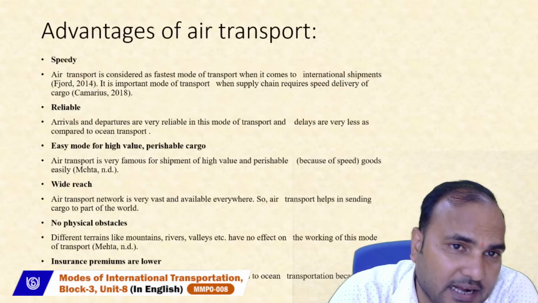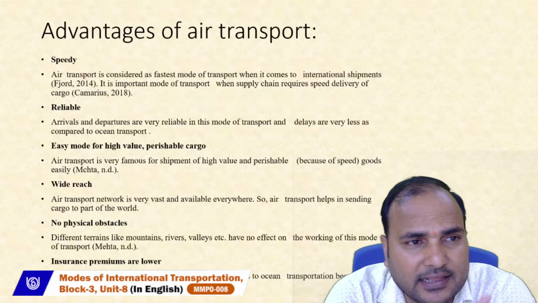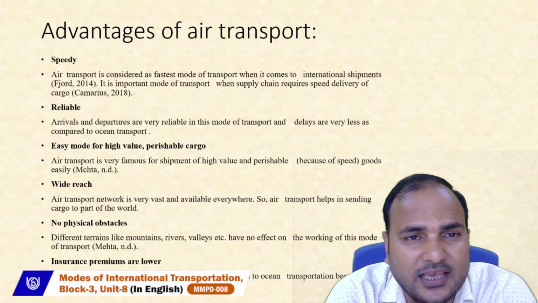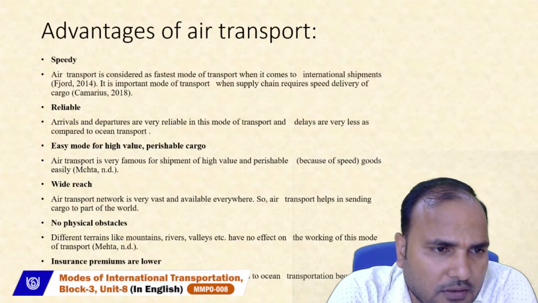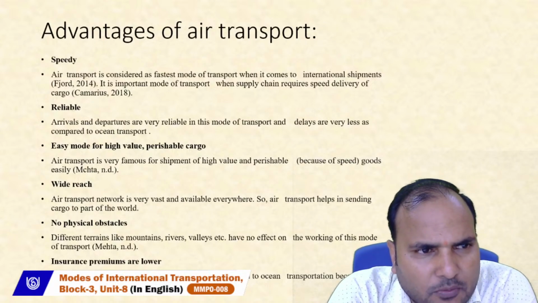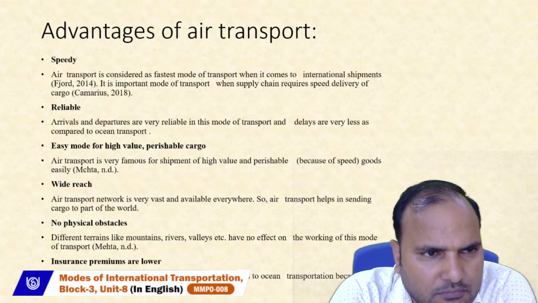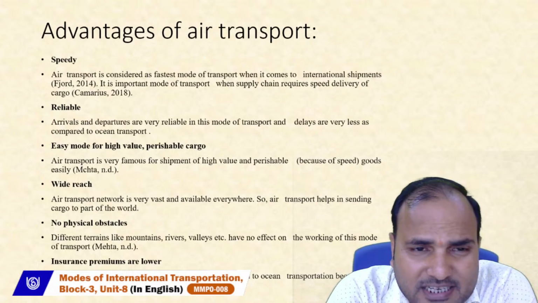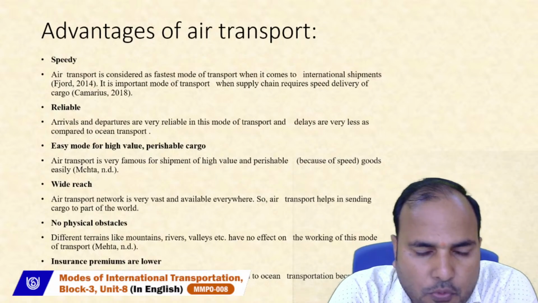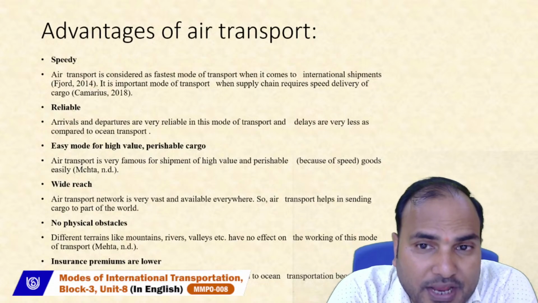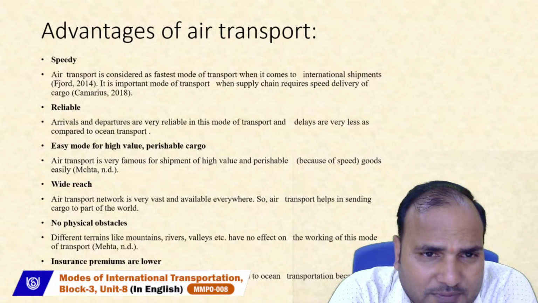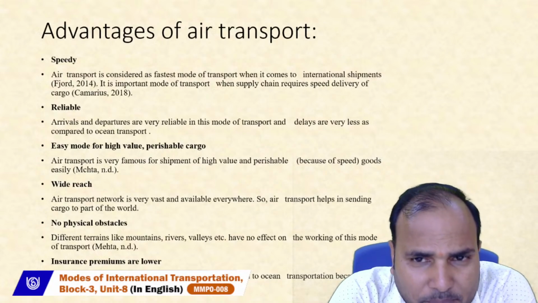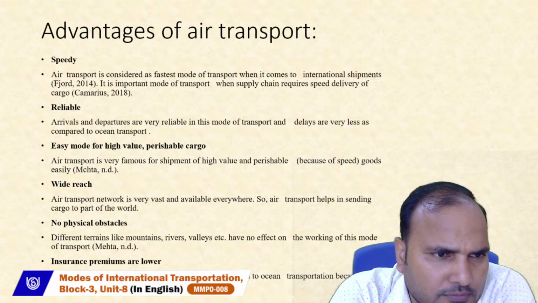And in these air industries, what are the different advantages of air transport? Already we discussed a little bit. One is speedy. Air transport is considered the fastest mode of transport when it comes to international shipments. It is very important when the supply chain requires speedy delivery of cargo.